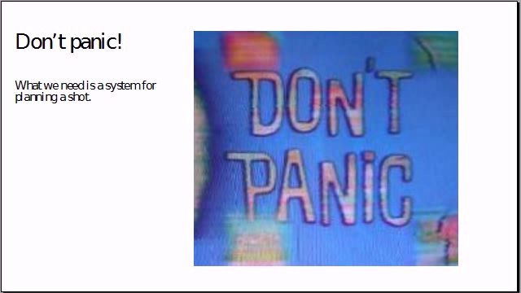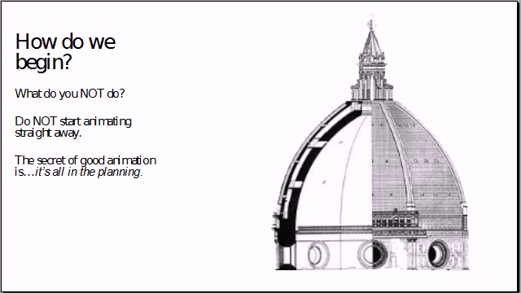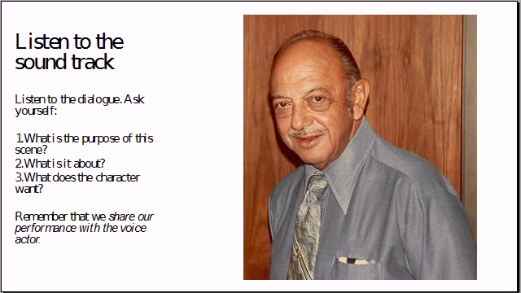So the first thing to do is not panic. This is taken from the excellent Douglas Adams book, The Hitchhiker's Guide to the Galaxy. What you need is a system. It's rather like an architect building a building. These are the plans for Brunelleschi's Great Dome in Florence. Brunelleschi didn't just start building the dome, putting bricks on top of each other. He had a plan. And it's the same with animation. You've got to have a plan. If you just start posing a character in Maya, you will get confusion and chaos very, very quickly.